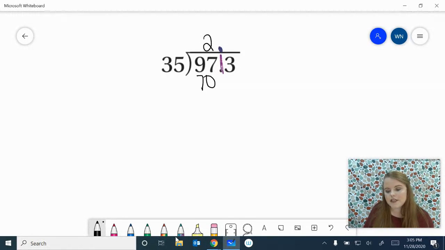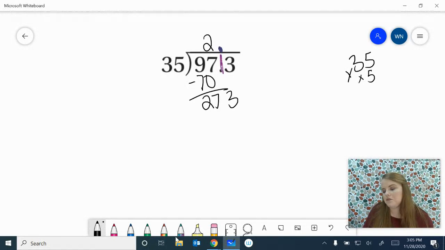35 times 2 is 70. Let's subtract. 273. Wow, that's going to take some math. Ooh, I'm going to take a guess here and say 5. Let's see how that works. 5 times 5 is 25. 5 times 3 is 15, 16, 17. Wow, I was way off. That's why we should have estimated instead of just guessing.